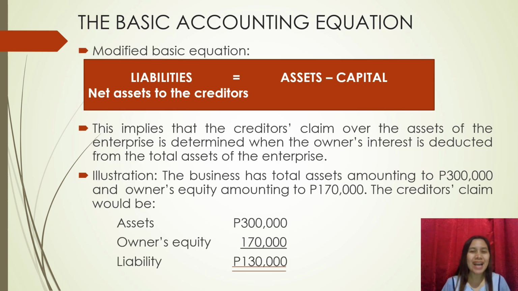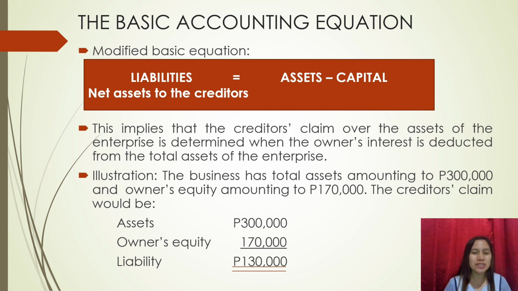So from the basic accounting equation, assets is equal to liabilities plus capital, we derive another modified basic accounting equation: liabilities is equal to assets less capital. This modified accounting equation implies that the creditor's claim over the assets of the enterprise will be determined only when the owner's interest is deducted first from the total assets of the enterprise.